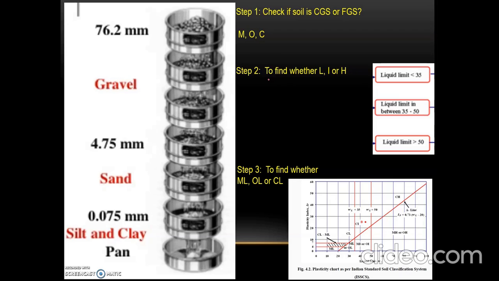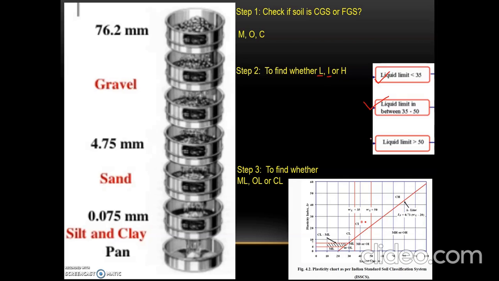Next step is to find whether the soil has low compressibility, intermediate compressibility, or high compressibility. We can come to know that by comparing the value of liquid limit with these three conditions. First condition: if liquid limit is less than 35, we use letter L. And if liquid limit falls between 35 to 50, then we use letter I. I stands for intermediate and L stands for low.